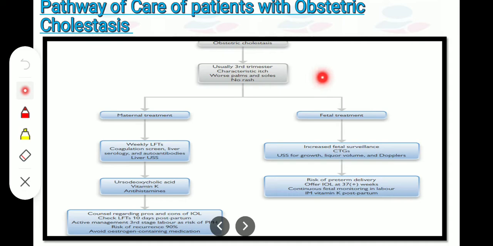Okay. Now, in the fetal treatment, there should be increased surveillance: CTG, ultrasound for growth, liquor volume, and Doppler, and we have to think about the risk of preterm delivery. We have to offer IOL at 37 plus weeks and continue fetal monitoring in labor, and IM vitamin K postpartum should be prescribed to these patients.